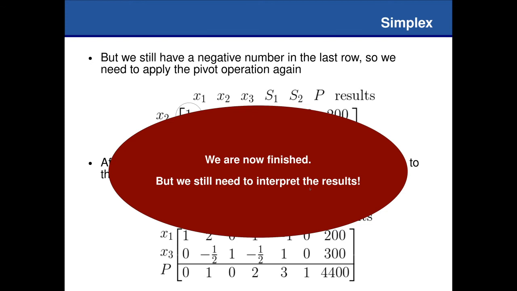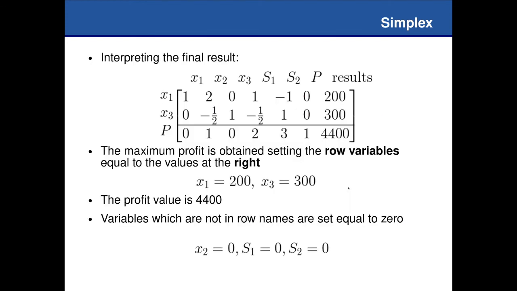Now we just need to interpret the results. It's not difficult to interpret the results. X1 is going to be 200, X3 300. Our profit is 4,400 because I told you before, and other variables that do not appear in my rows will be equal to 0. You know what's nice? Now we don't have slack variables anymore.